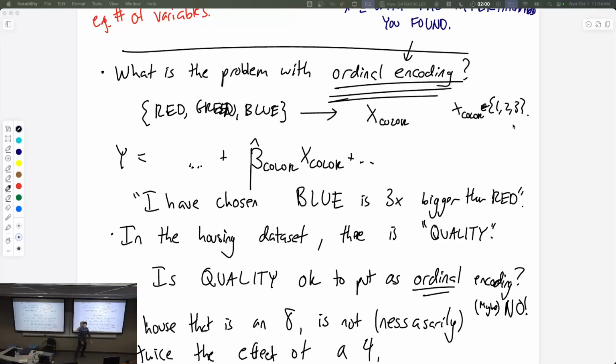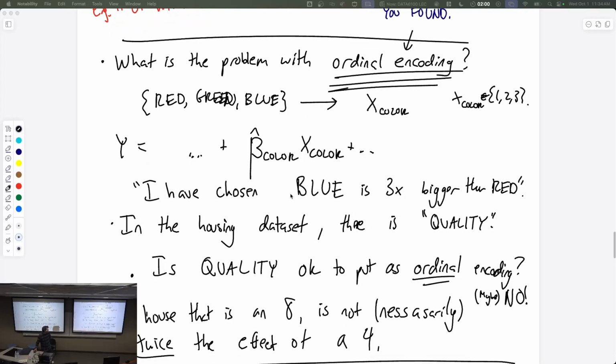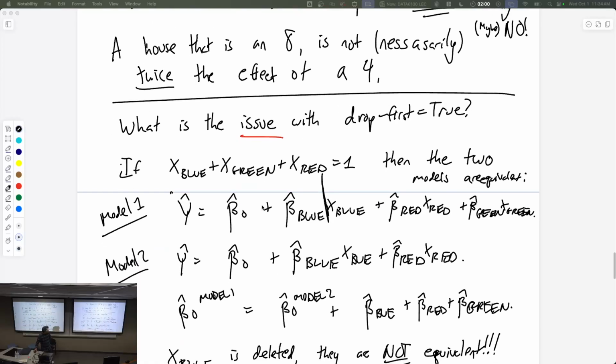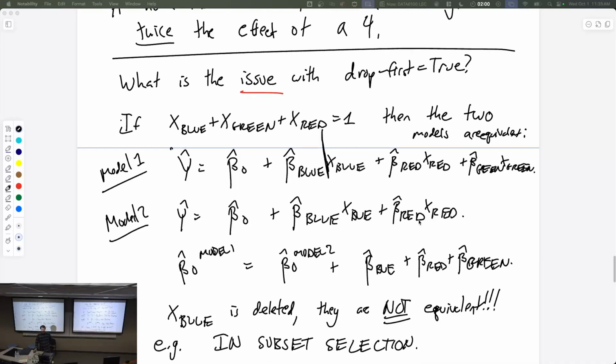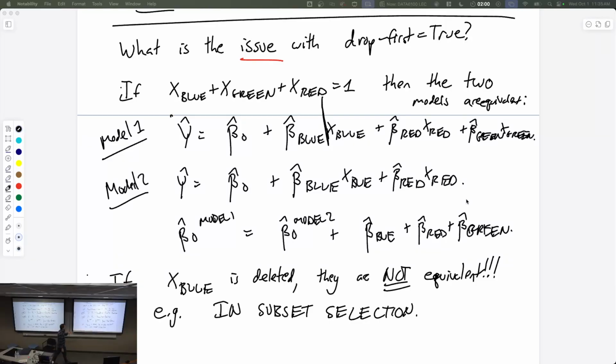And in a lot of cases, you don't want to do the ordinal encoding. The ordinal encoding only works well if really blue is 3 times red in some sense. And in most situations, blue will not be 3 times red. And then we also talked about, is it OK to do a drop first? So can you just include a color for blue and red and then know that it's green if it's not blue or red? And that works as long as you use all 3 variables. If you start dropping variables, then that will not work.